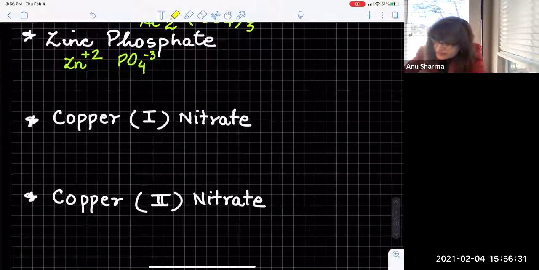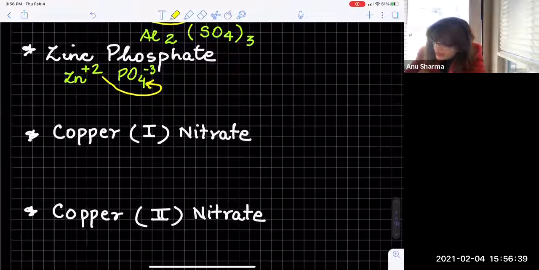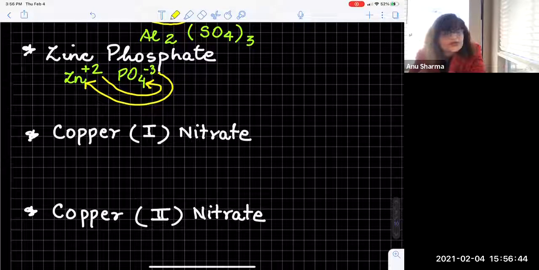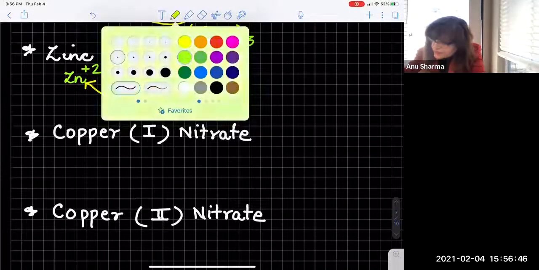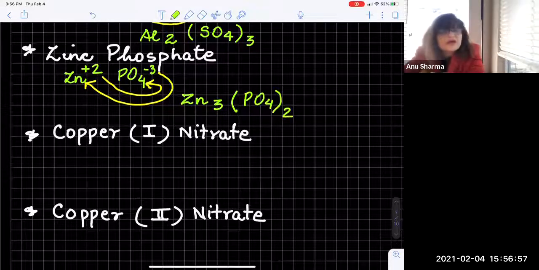So this 2 comes here, outside of phosphate in the parentheses, and the 3 goes here at the base of zinc. So what kind of formula do you get? You get Zn3 (PO4) whole twice. So that's zinc phosphate. Okay, so 3 and 2 cannot be simplified further. Okay, let's look at copper nitrate.